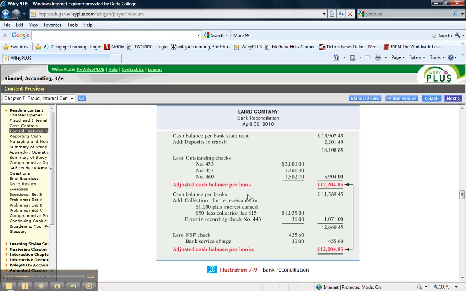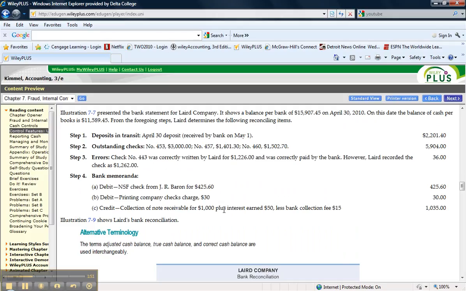Then you start with the cash balance per books at the date, April 30th. Here, and we'll look at the differences that need to be adjusted to the book balance. The first one is a collection of a note receivable for $1,000 plus interest earned. So up here they told us about a bank memoranda credit to our account. Collection of a note receivable of $1,000 plus interest. So a customer paid us $1,050.